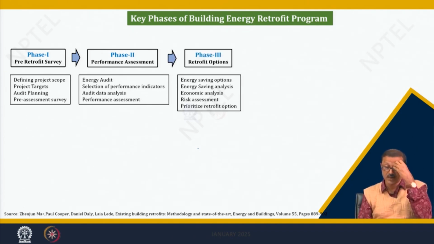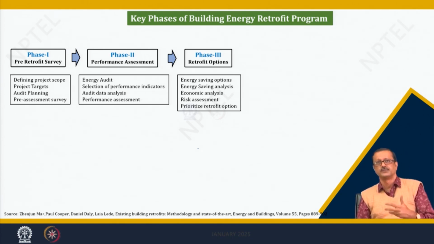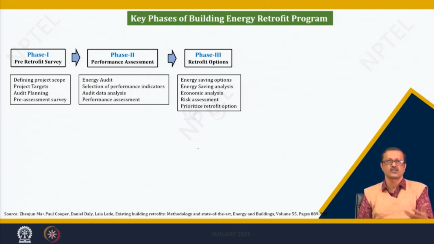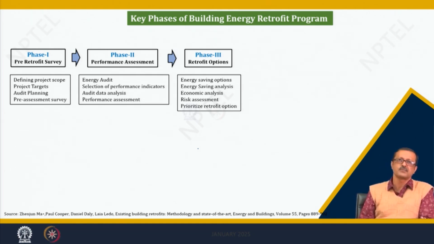The third phase is that retrofit options can be generated. We can see what the saving potentials of energy are, what the saving potentials from the economic point of view are, what the analysis gives me, and what sometimes gives some kind of risk. Sometimes we can prioritize the energy retrofit options. That is phase number 3.